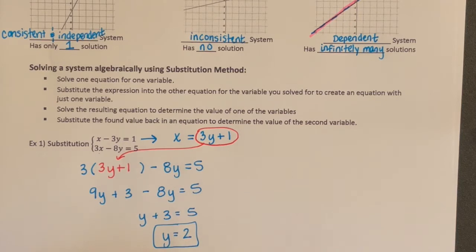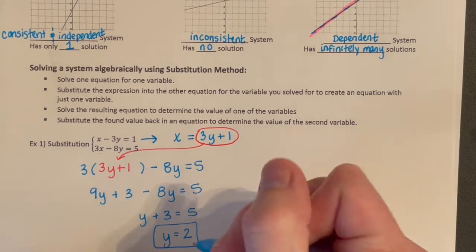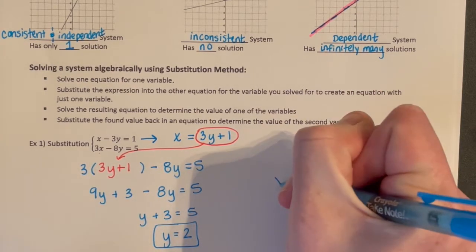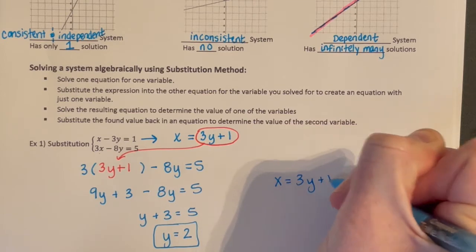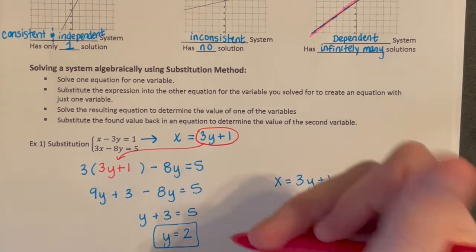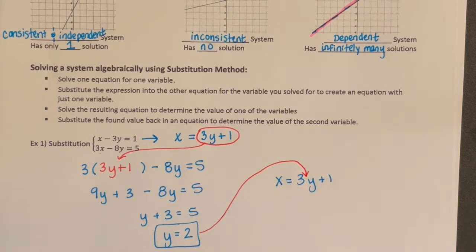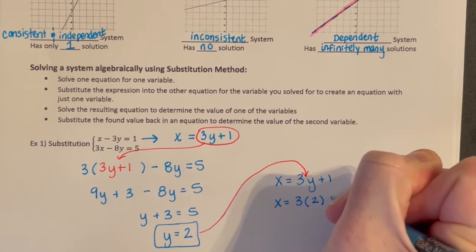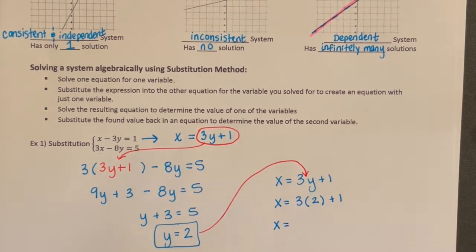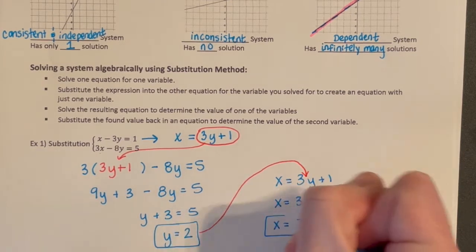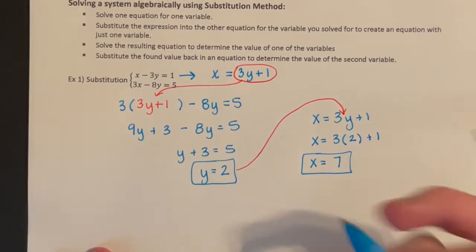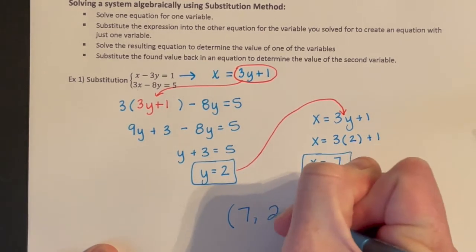So that's the y value, but we still need the x part of the solution. You can plug it into any of these equations that we started out with, but we had a solution where it was x is equal to 3y plus 1. So let's plug it back into there. So I'm going to take that y and plug it into this y, which means that x is equal to 3 times 2 plus 1. 3 times 2 is 6, plus 1 is 7. So our solution is when x is 7 and y is 2. We write that solution as an ordered pair, 7, 2.